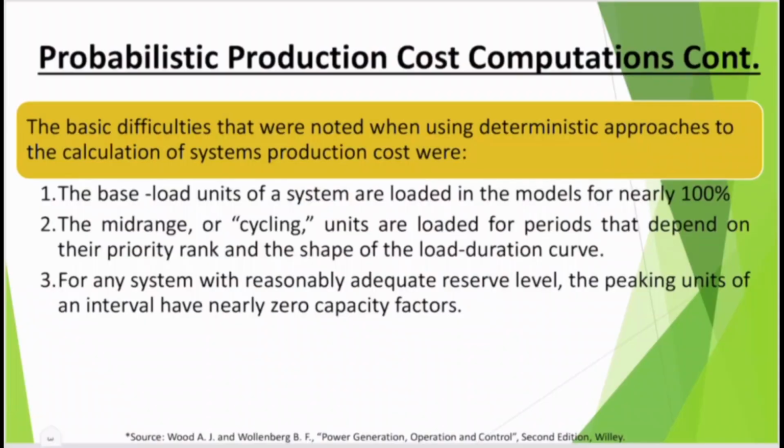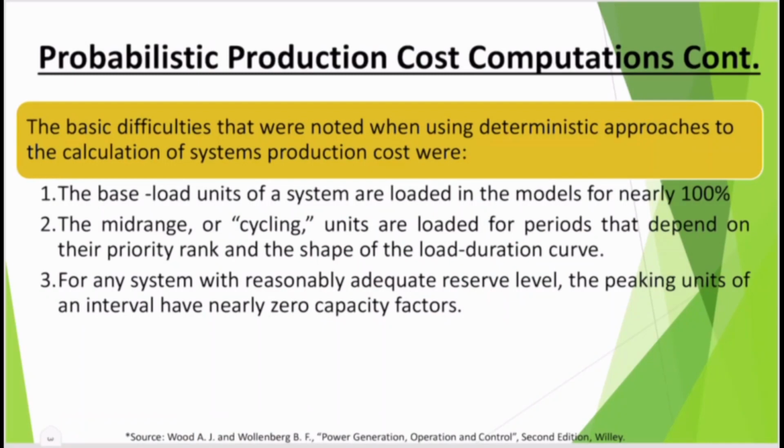The mid-range or cyclic units are loaded for a period that depends on the priority rank and the shape of the load duration curve. As we discussed, the load duration curve is like a valley, and there are certain base generations and certain peak generations. Those have to generate continuously. They are assigned against a base load, and however, the peaks or the spikes are managed through some expensive generations, which are not necessarily operated around the day.